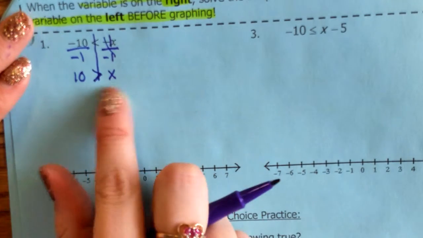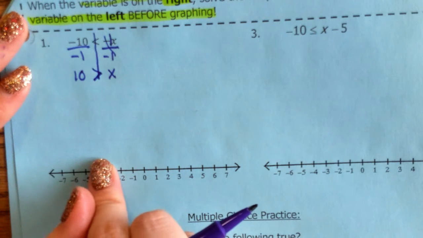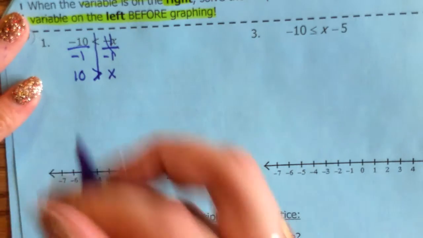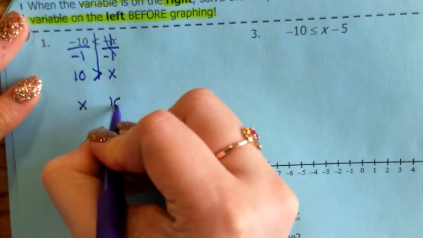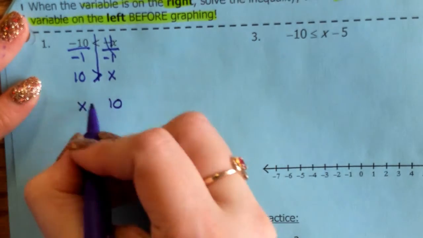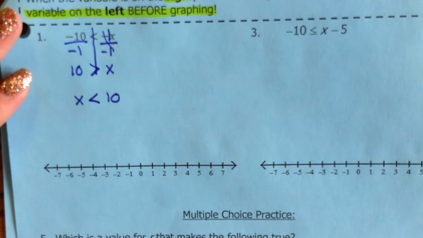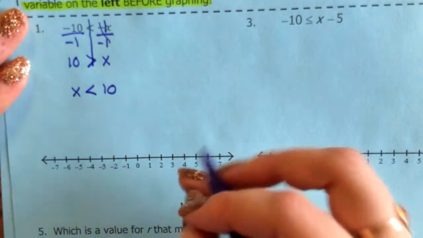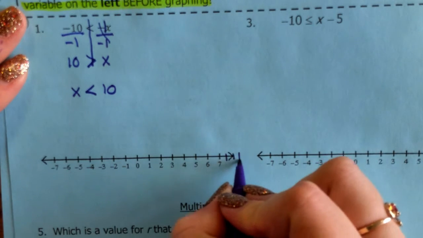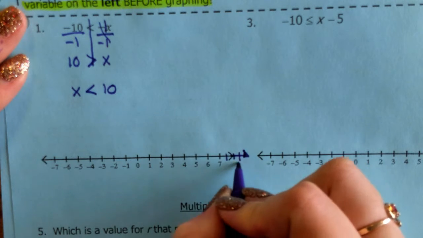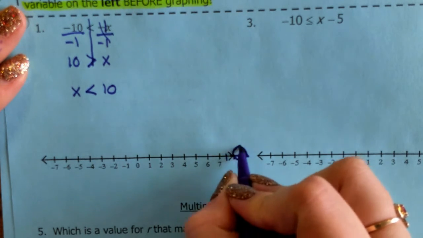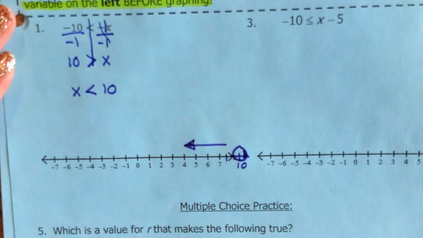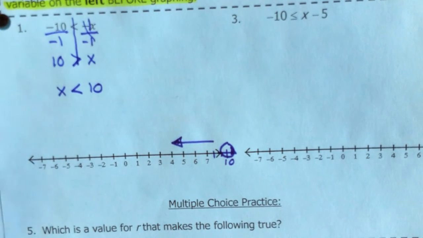Now this is the correct answer. However, if you're given a graph, you want to flip it back around to put the variable onto the left side. So I'm going to flip and put x and 10. I was pointing towards the x. I'll continue to point towards the x. This number line doesn't go up to 10. Guess I'll have to add some. 8, 9, 10. Alright, open circle on 10. Going to the left. Let's look at the next one.